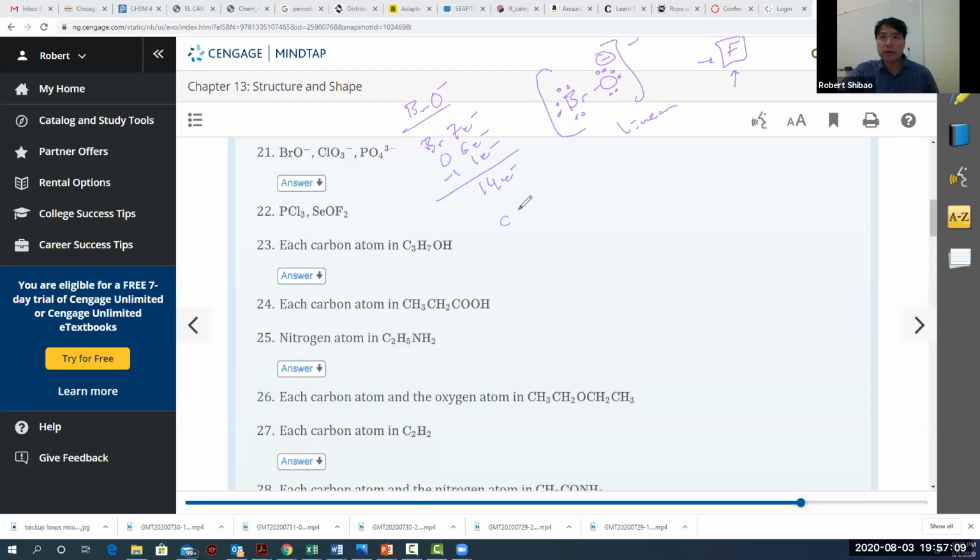Let's move on to chlorate. Chlorine is 7 electrons, 3 oxygens, each is 6, so 3 times 6 is 18 electrons, and then -1 charge, this is 1 extra electron. And so this is going to give us 26 electrons altogether.